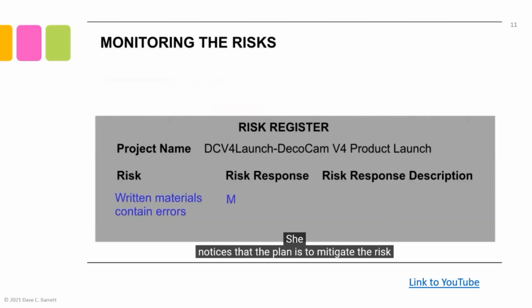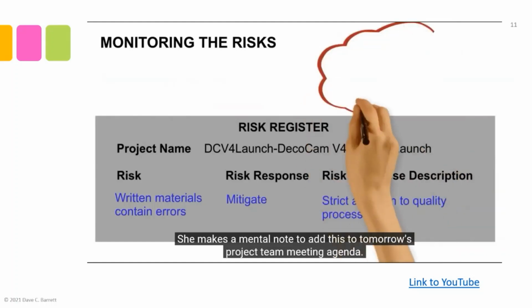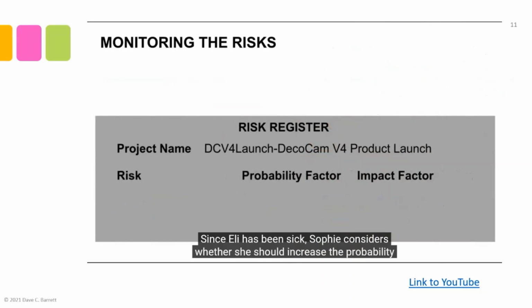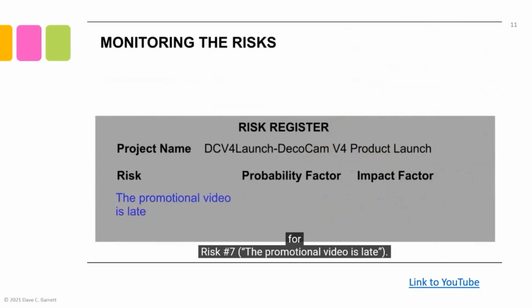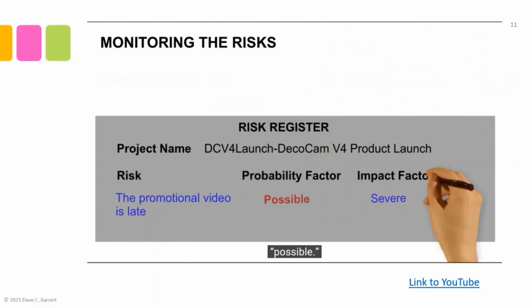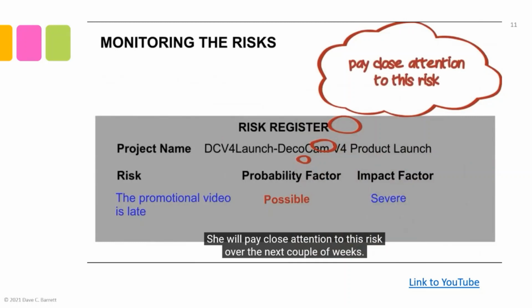She notices that the plan is to mitigate the risk through strict attention to quality processes in this area. She makes a mental note to add this to tomorrow's project team meeting agenda. Since Eli has been sick, Sophie considers whether she should increase the probability for risk number 7, the promotional video is late. She updates the probability from unlikely to possible. She will pay close attention to this risk over the next couple of weeks.